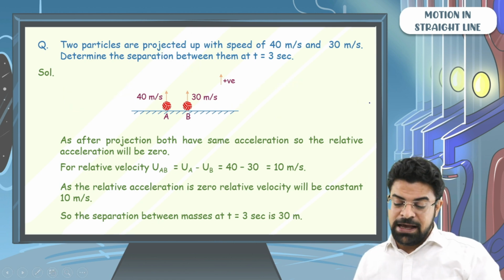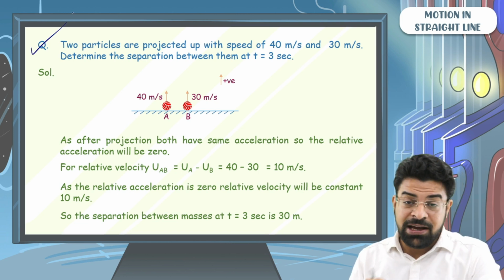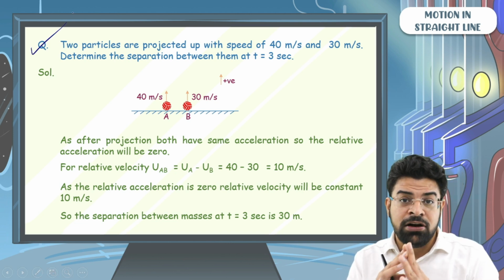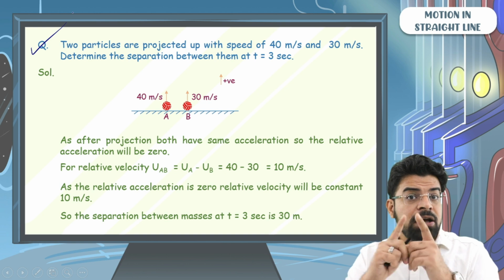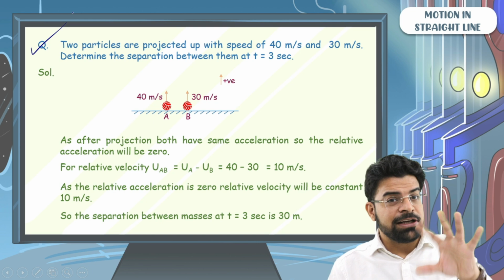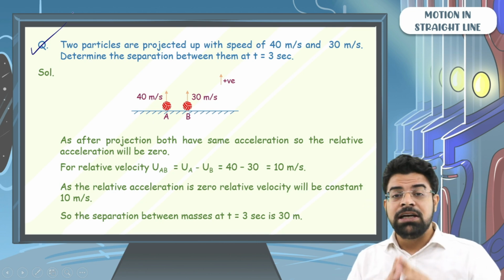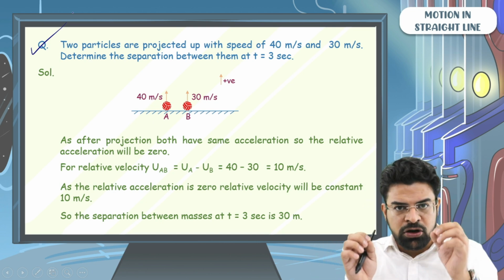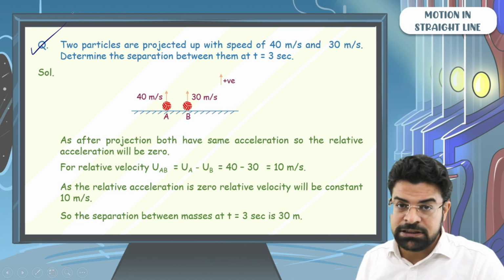But I personally like this relative motion concept when both the particles are projected under gravity, because when both the particles are projected under gravity, they have the same acceleration. Since they have the same acceleration, relative acceleration is 0, and since the relative acceleration is 0, relative velocity is constant. Let's see one more example based on this.